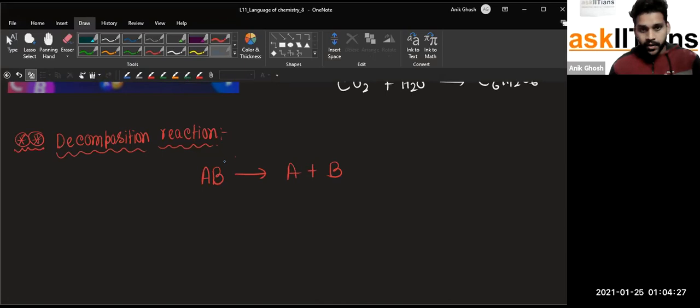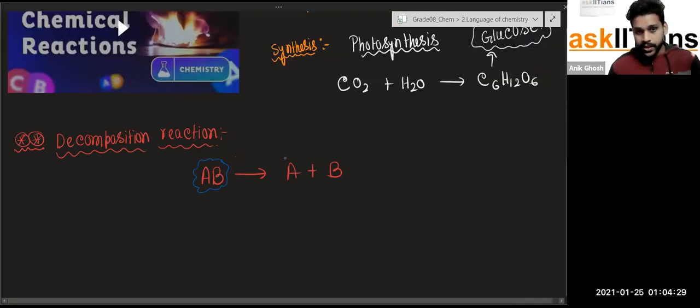When AB gives you A plus B, that is called a decomposition reaction. So let me show you an example. If you have calcium carbonate and you just heat it, you'd get calcium oxide and carbon dioxide. This is a decomposition reaction.